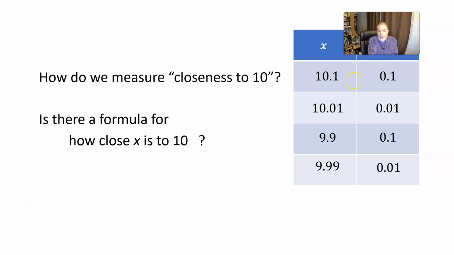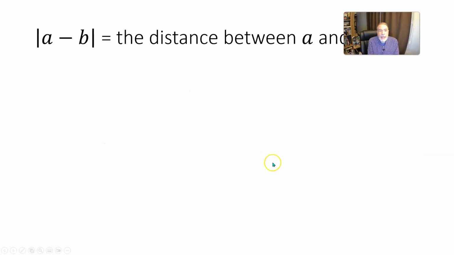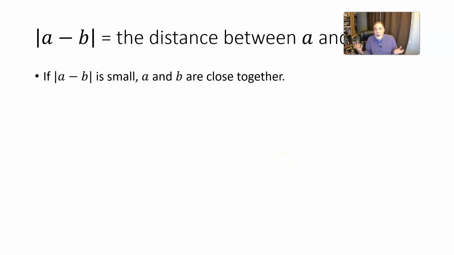The distance between 9.99 and 10 itself is 0.01. That's how far apart those two numbers are from one another. So that's our formula for how close x is from 10. It's the absolute value of x minus 10. And in general, the absolute value of a minus b measures the distance between a and b. It's how close together a and b are. So if the absolute value of a minus b is small, that means a and b are close together. The distance between a and b is whatever that small number is.